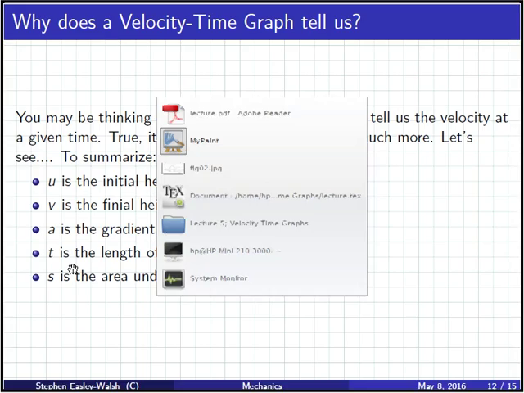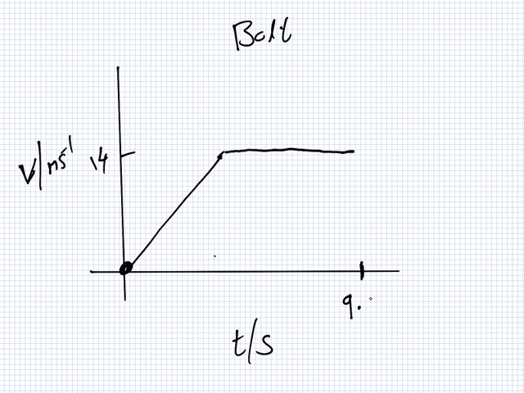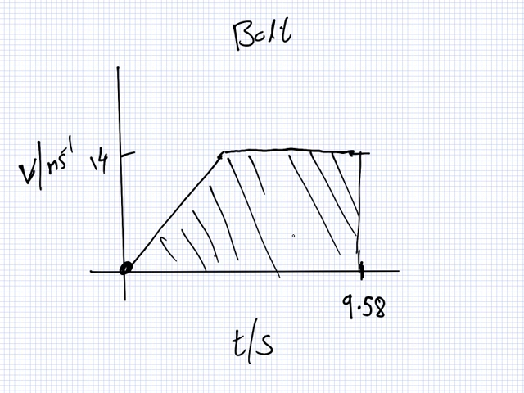So if we go back to our example with Usain Bolt, let's have a look at his graph. I think for him, this is our velocity in meters per second, and this is our time in seconds, and this is Usain Bolt. His starting velocity is zero, and it'll probably increase, I'd say, to about 14 after about 5 seconds, and then it's constant until the end, and the end here is 9.58 seconds. But we also know that the area here is what? 100 meters is the area here.